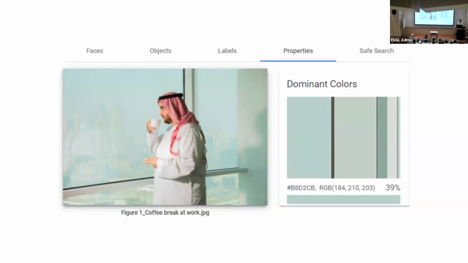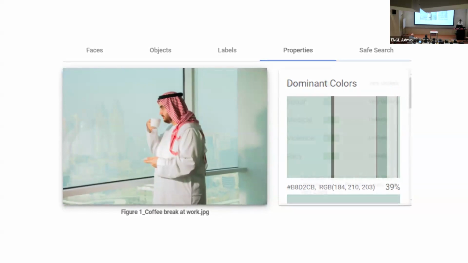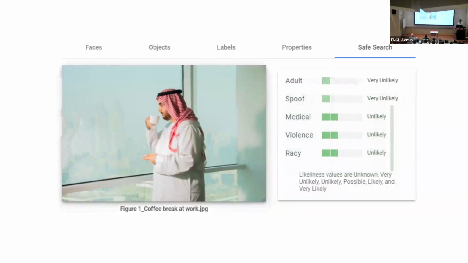And it also decides the dominant colors of the image as well. And then the last set of tags are to do with whether this image contains questionable content in some way. So is this an adult image? Does it contain violence? Is it racy in some way, et cetera, et cetera?